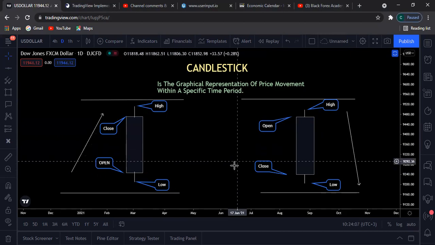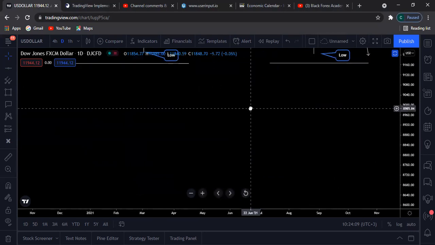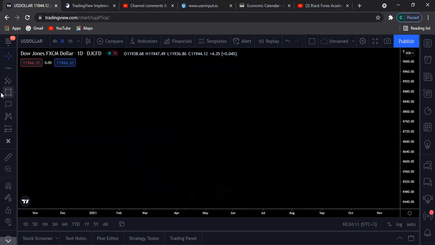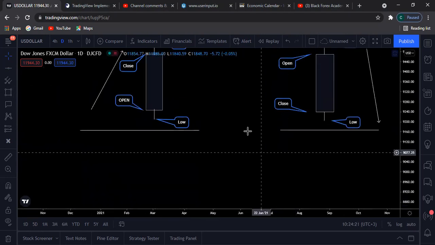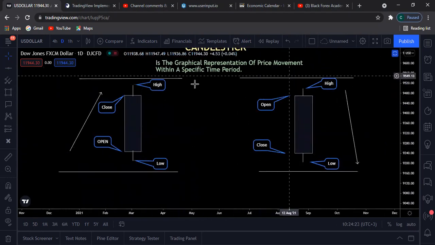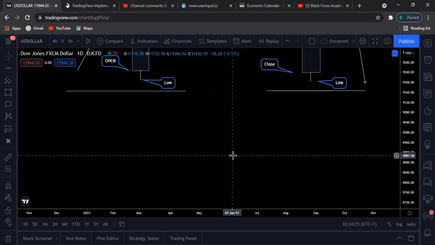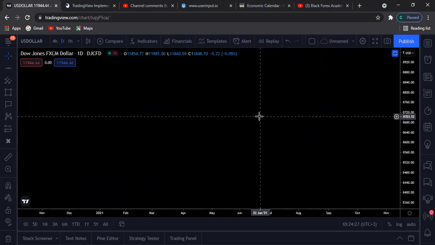Now, how do candlesticks actually help you improve in your trading, right? What do candlesticks have that can make you understand what's going on in the market? Well, as I just told you, candlesticks represent price movement. In the market, you're trading the price movement. Prices are moving from one place to another and you're trying to capture that move, right?